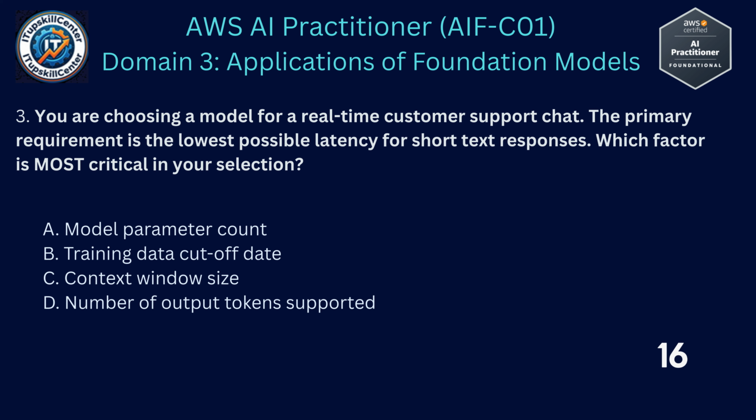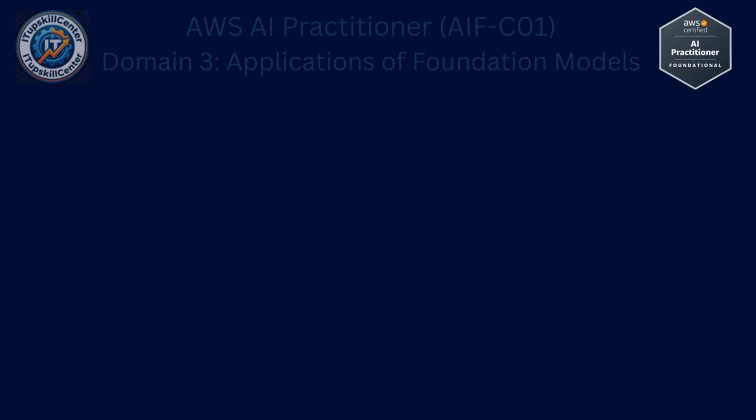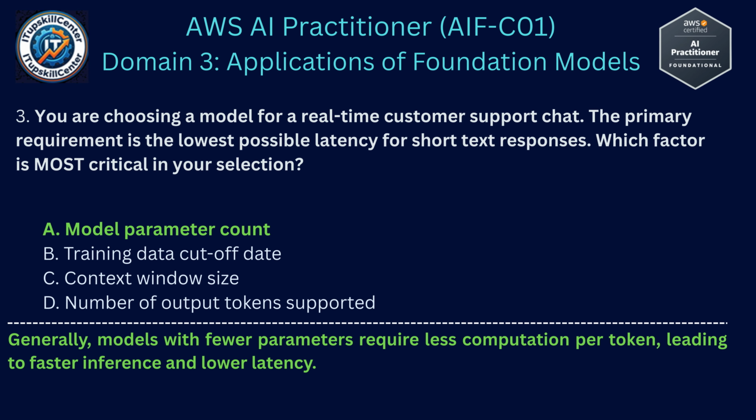You are choosing a model for a real-time customer support chat. The primary requirement is the lowest possible latency for short text responses. Which factor is most critical in your selection? Generally, models with fewer parameters require less computation per token, leading to faster inference and lower latency.